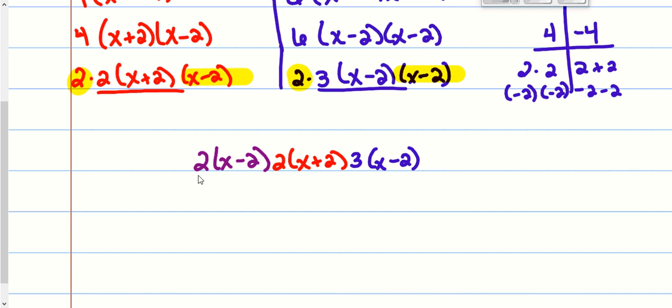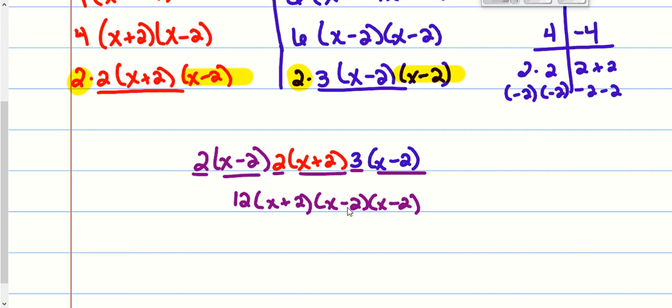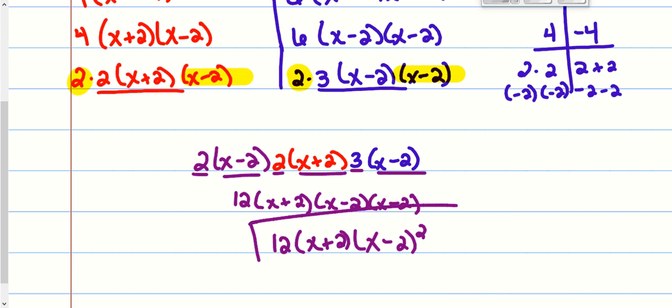So now let's multiply. I've got 2 times 2, which is 4, times 3, which is 12. And then I have an x plus 2. And then I have x minus 2, x minus 2. So first we're just going to write those down separately. But since there are 2 of them, we can write that as a square. So I've got 12 times x plus 2 times x minus 2 squared. And that is my least common multiple.